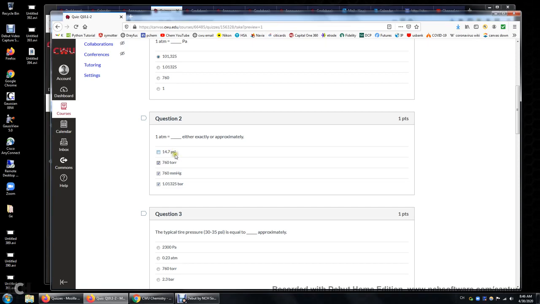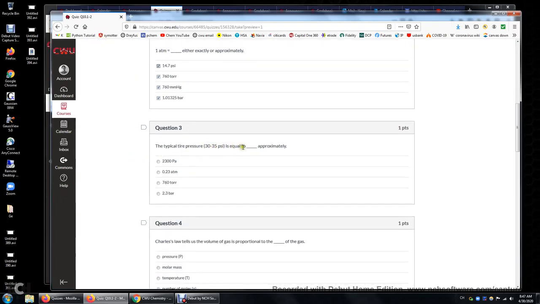Over here, pound per square inch. Again, this is just by definition. 1 ATM is 101,325 pascals. And over here, you can convert pound to Newton and per square inch to per square meters. And then you'll see 1 ATM is roughly 14.7 psi. 1 bar is roughly 14.5 psi because 1 bar is slightly smaller than 1 ATM.